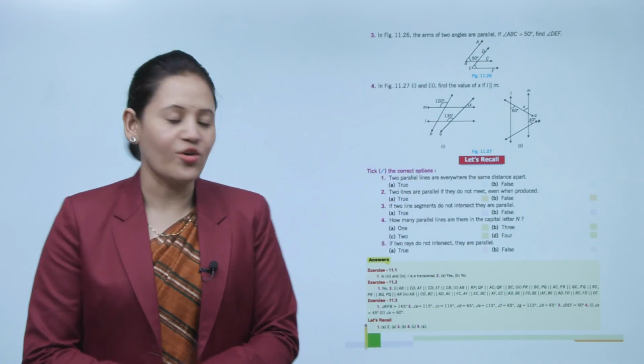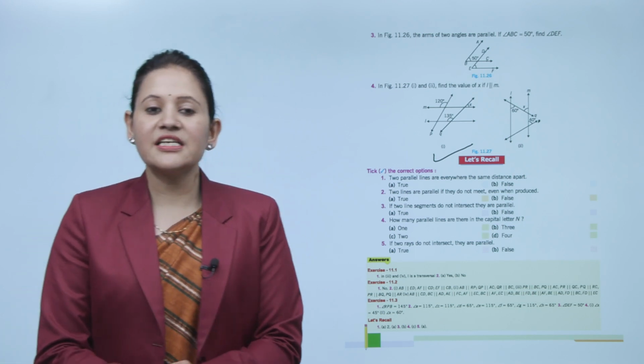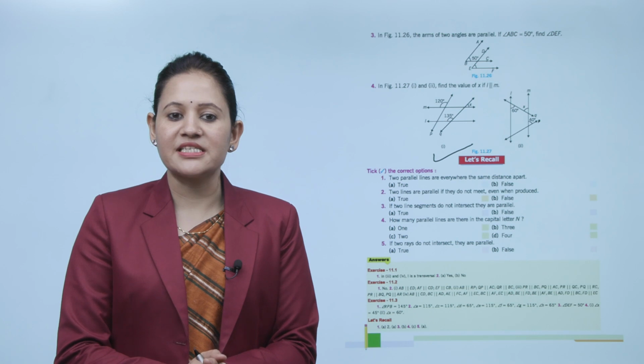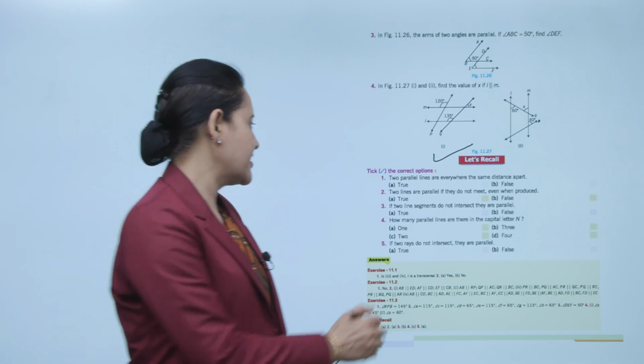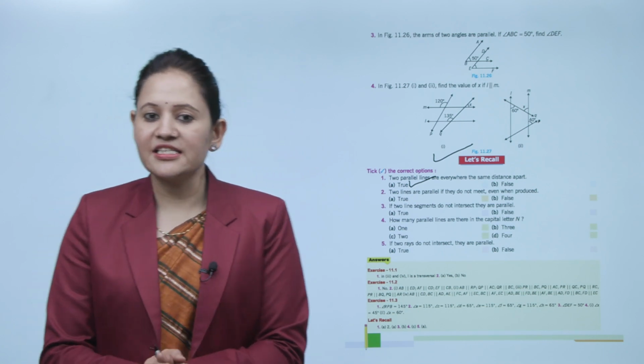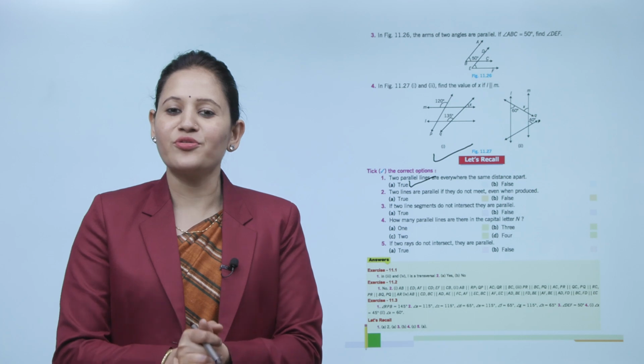Next is let's recall. Take the correct option. Two parallel lines are everywhere the same distance apart. Yes, that is true. So A is the correct answer here. So here we end the chapter. I hope you understand it well. Now you practice it.